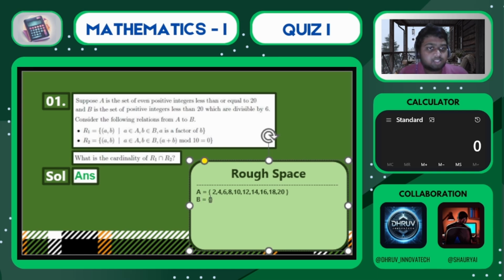Now set B is such that the numbers are divisible by 6. So only 3 numbers will come: 6, 12, 18. These are the 3 numbers.